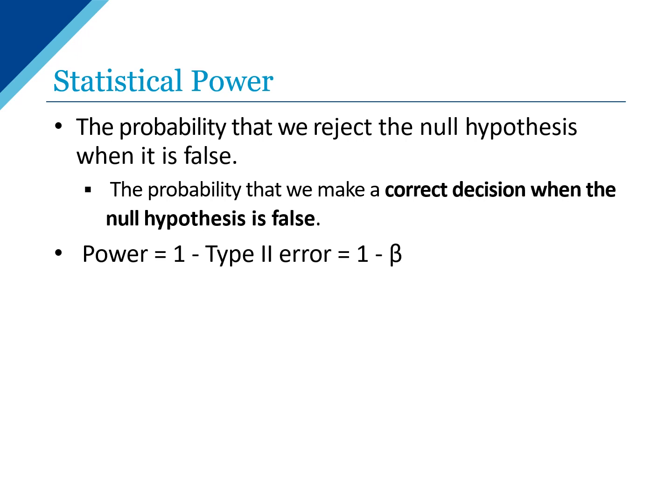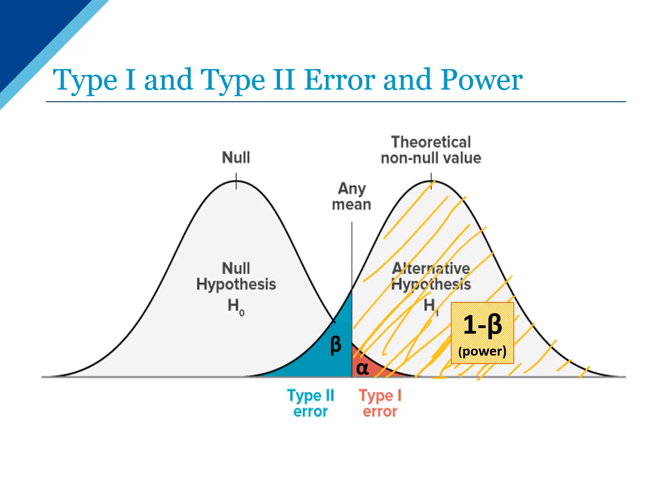Statistical power, or 1 minus beta, 1 minus type 2 error, is the probability that we reject the null hypothesis when it is false. This is the probability that we make a correct decision when the null hypothesis is false. And the area here under the alternative hypothesis that is not covered by beta is the power. I tried to shade it in orange for you to see that covers the area of alpha as well.